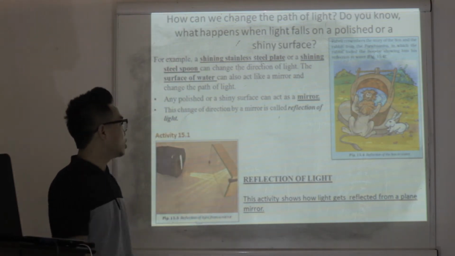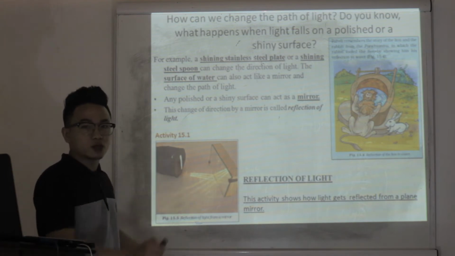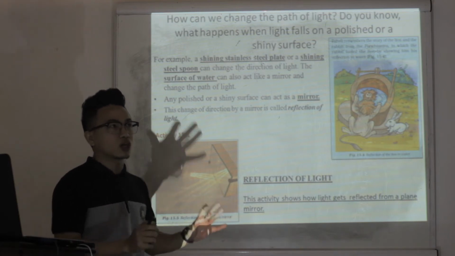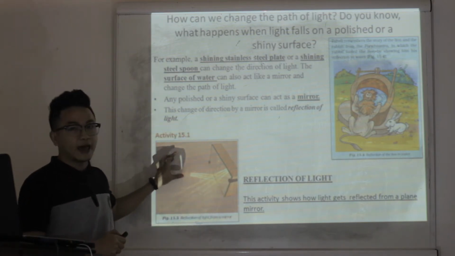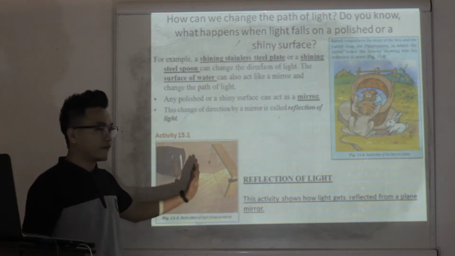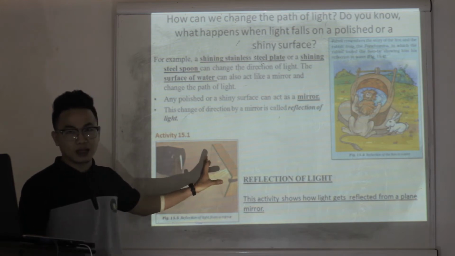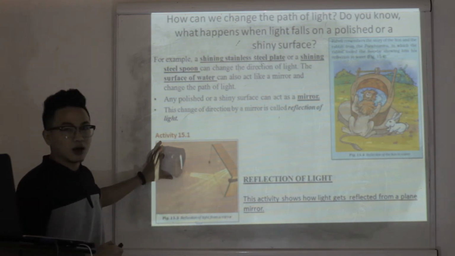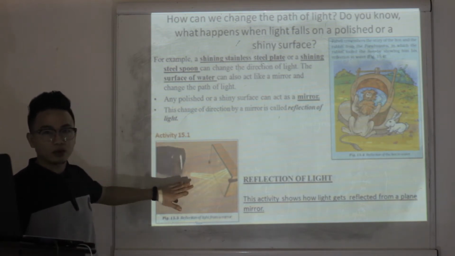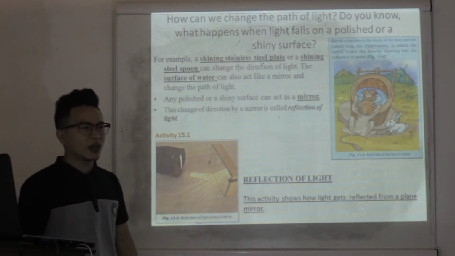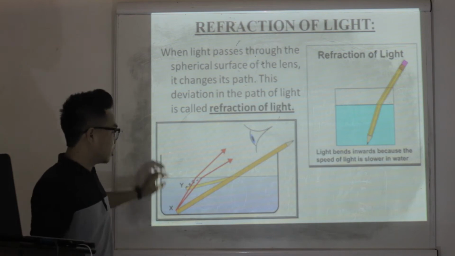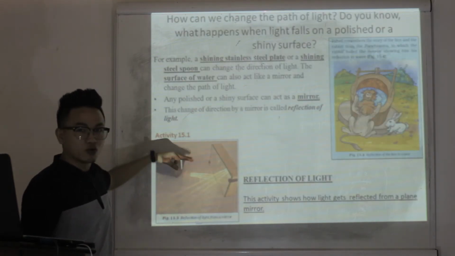There is an activity in your textbook, and I just pointed it out from this PowerPoint. Activity 15.1 says you need to take a torchlight, and a rectangular slab, or maybe a box or a piece of wood. After that, you place a mirror or a piece of glass, and you need to cover the torchlight with black cardboard or card paper, and make a thin slit. Then we highlight it.